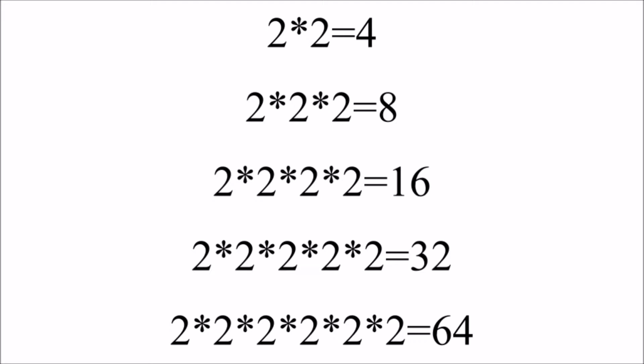Just keep multiplying 2 by itself until you get 64, and count how many 2's. Let's try. 2 multiplied by 2 is 4. 2 multiplied by 2 multiplied by 2, or 4 multiplied by 2 for simplicity, is 8. 8 multiplied by 2 is 16. 16 multiplied by 2 is 32. And 32 multiplied by 2, or 2 multiplied by itself 6 times, is 64. How many 2's is that? That's 1, 2, 3... It's 6 2's. Therefore, log base 2 of 64 equals 6.